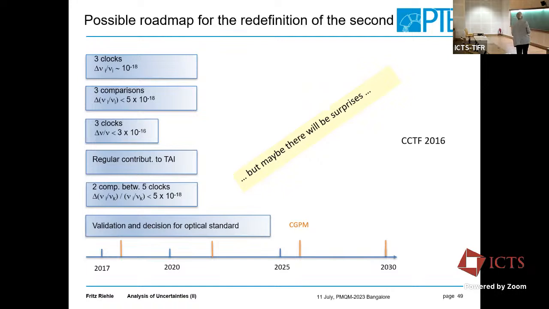Regular contributions to TAI, there are less than a handful. Not really regular, there are 2 or 3. So this is not yet there. Two comparisons between 5 clocks with uncertainty smaller than 5 times 10 to minus 18, not at all, not yet. I have shown you a comparison that was rather 10 to minus 17 or so. Things like this, we are still a little bit away from that.